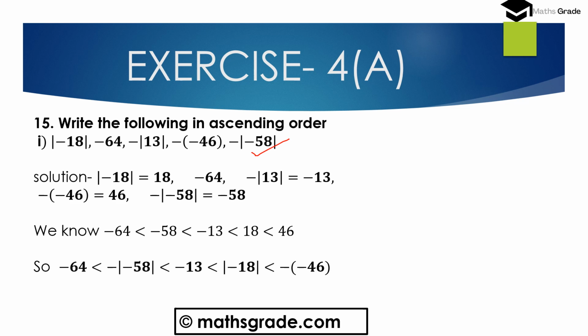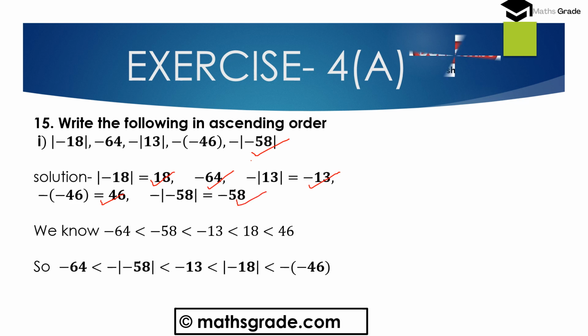We know absolute value of minus 18 is positive 18, a positive integer. Minus 64 is minus 64, and minus of absolute value of 13: absolute value of 13 is plus 13, so minus of absolute value of 13 is minus 13. Minus of minus 46 is positive 46, and minus of absolute value of minus 58: absolute value of minus 58 is positive 58, so minus of absolute value of minus 58 is minus 58.